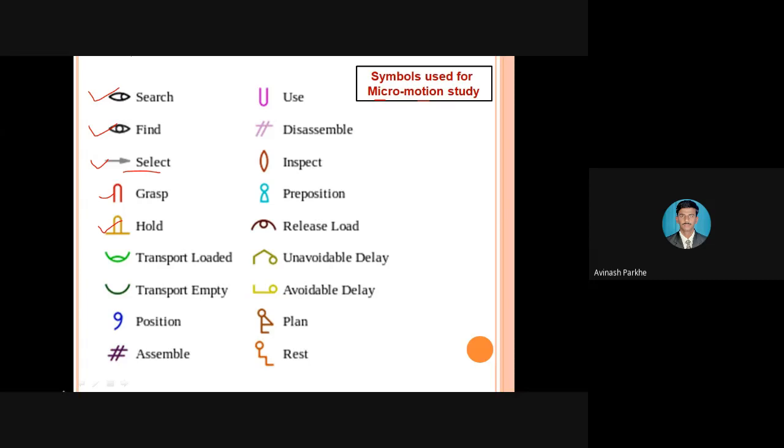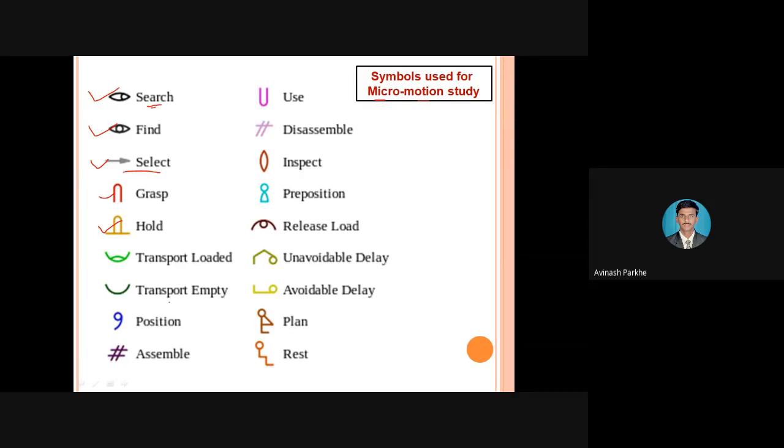So these are the number of symbols used in the micro motion study, because whatever activity is performed by the left hand and whatever activity is performed by the right hand, all those activities can be represented in a symbolic manner. Therefore, to represent all the activities performed by the left hand and the right hand, these symbols are used for proper representation. The symbols are given at the left side and their information is given at the right side.